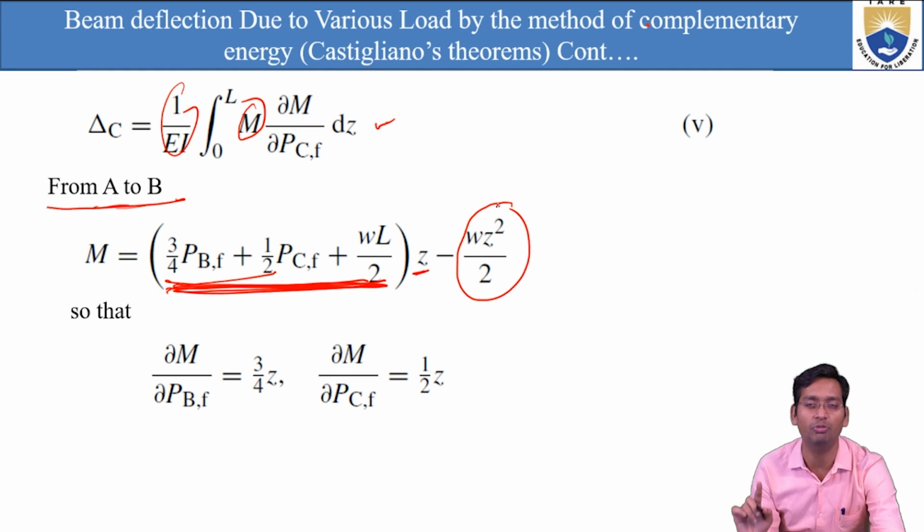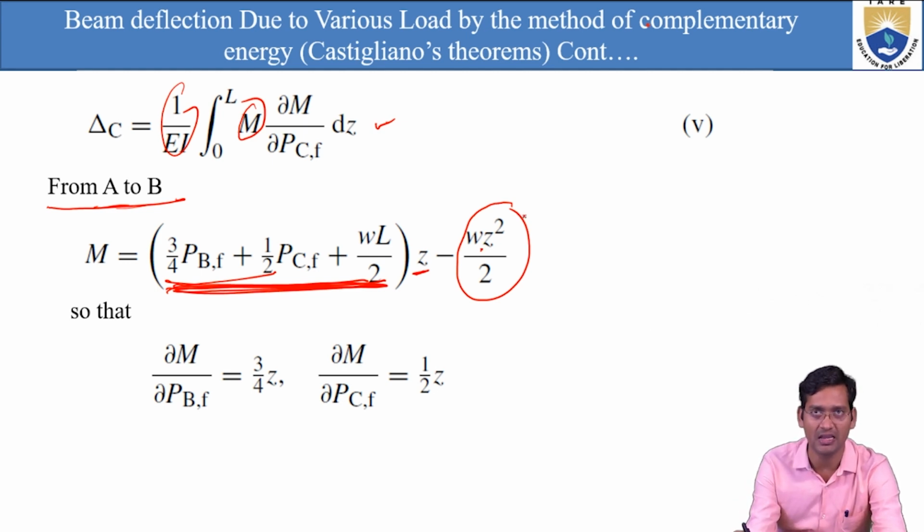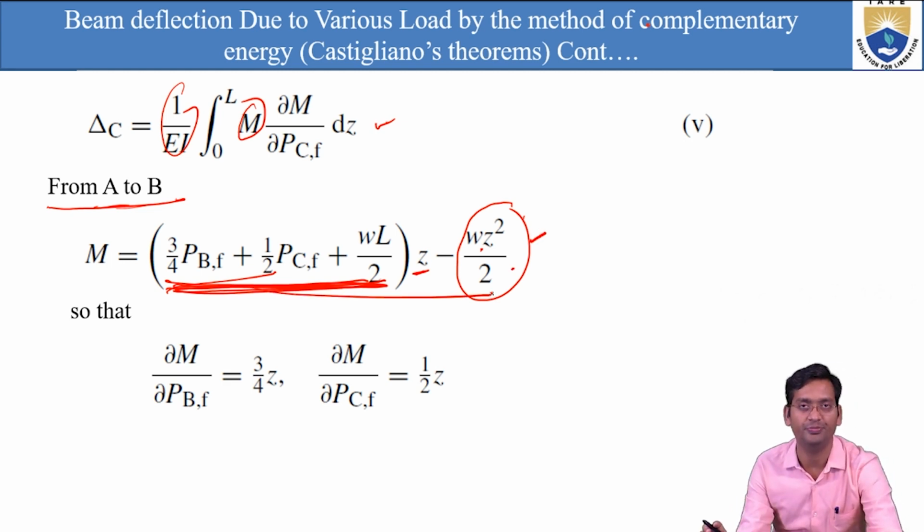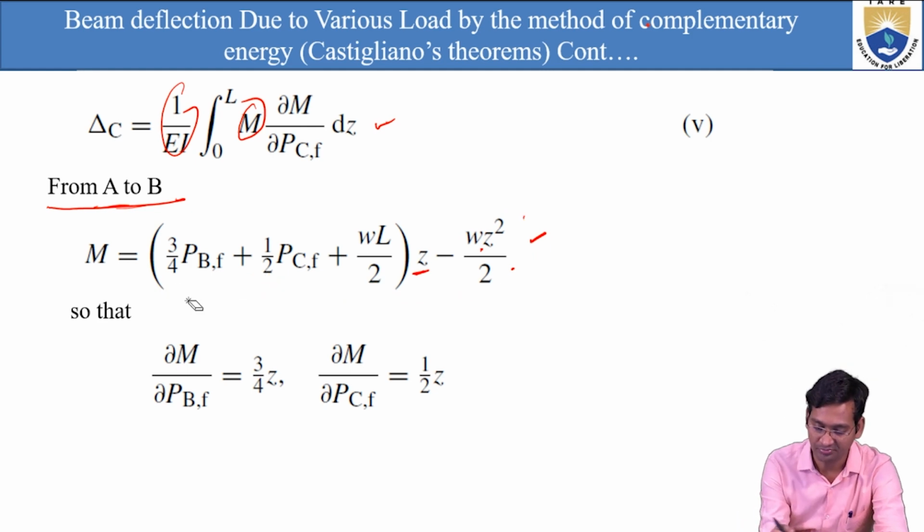Because of the weight, so Wz into Z by 2. Wz is the weight and Z by 2 is the length. So weight, our force, into perpendicular distance is the moment. So this is the moment about A. Now we got M, so we can substitute.